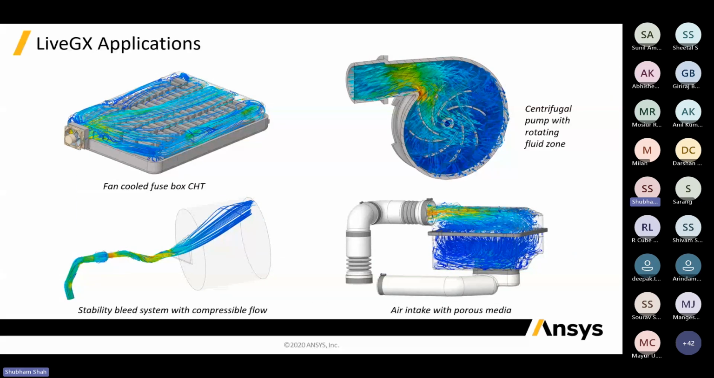So these are a few of the Live GX examples. The first one indicates how the fan cooled fuse box simulation is done for the conjugate heat transfer zone, and how the fan's airflow is circulating inside the entire box. The second one indicates the centrifugal pump, how the pump behaves, where the rotational zones are, and whether there are any recirculations or not, which can be identified. Then a stability bleed system with compressible flows can also be done. Then porous media simulation capability is also available. So you can also do porous media simulations using Discovery simulation.